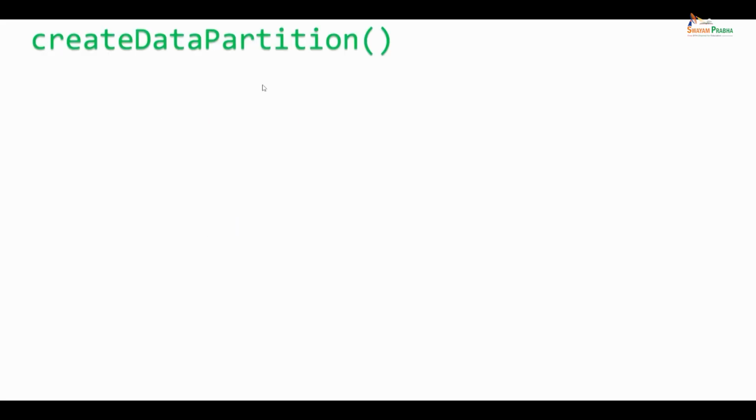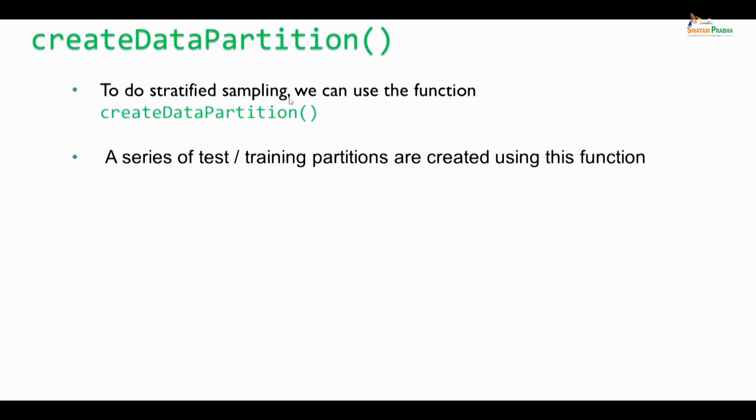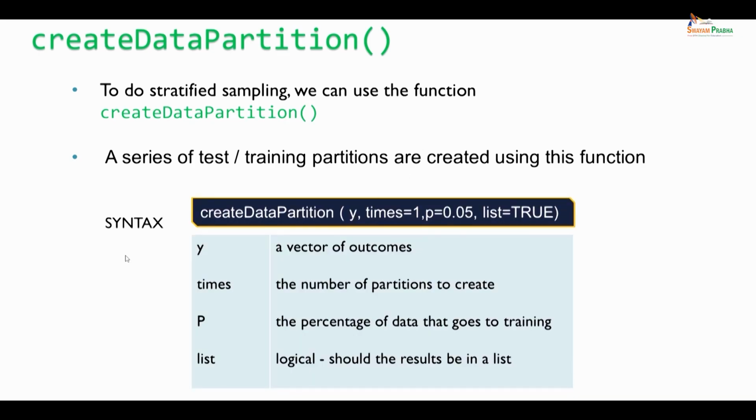So, let us see how to do stratified sampling using R. To do stratified sampling, we can use the function called createDataPartition. By using createDataPartition, a series of test or training partitions are created. Let us look at the syntax for using createDataPartition. Here, createDataPartition is the function, and y is your vector of outcomes, the samples to be chosen, and times equal to 1 is the number of partitions you want to create.